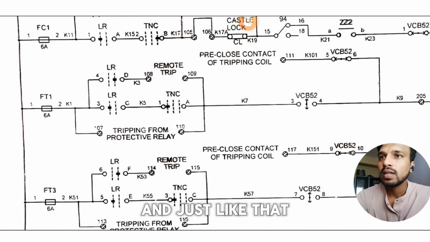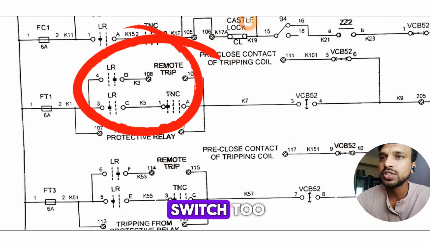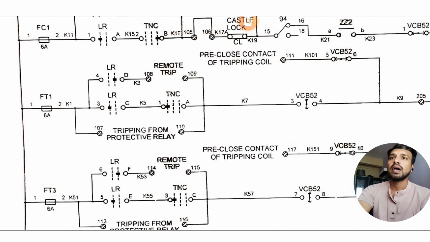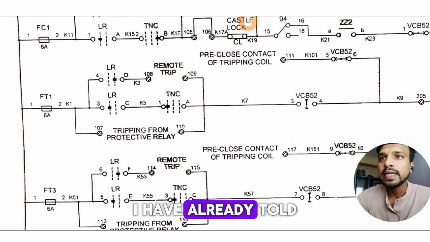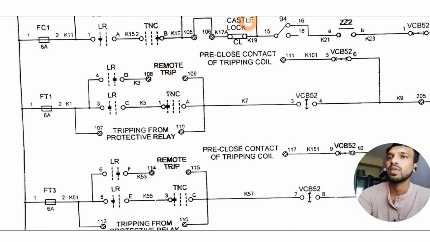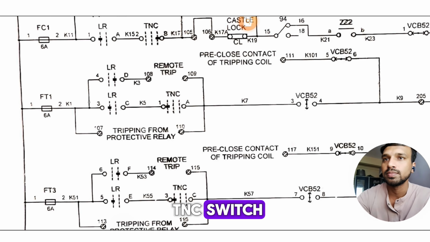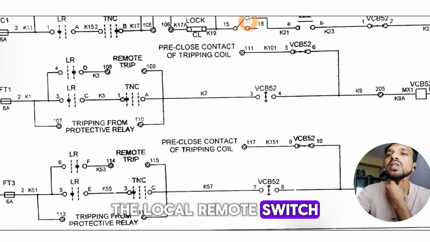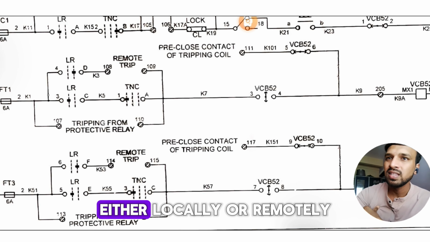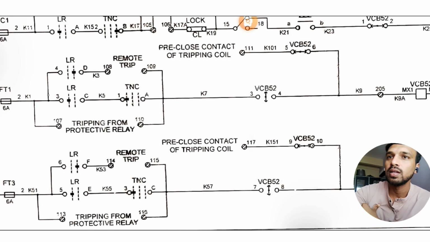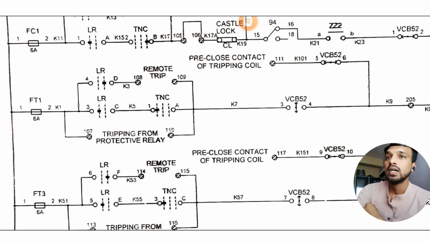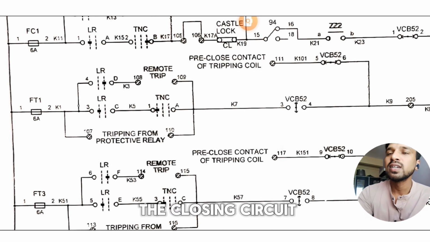And just like that, there is an LR switch 2, and there is a TNC switch. So I have already told you the function of the LR switch and the TNC switch. The local remote switch will allow us to operate the tripping either locally or remotely. Then there is the TNC switch in the tripping circuit. It works in the same way as in the closing circuit.